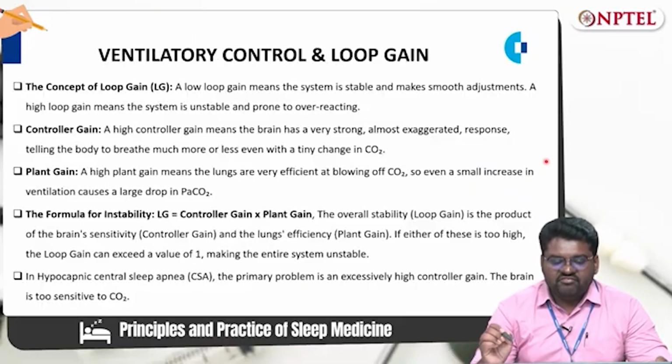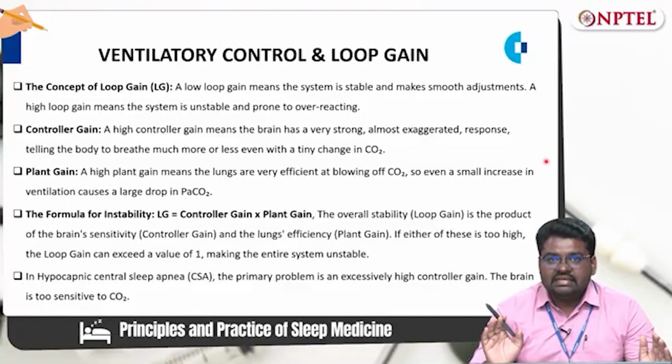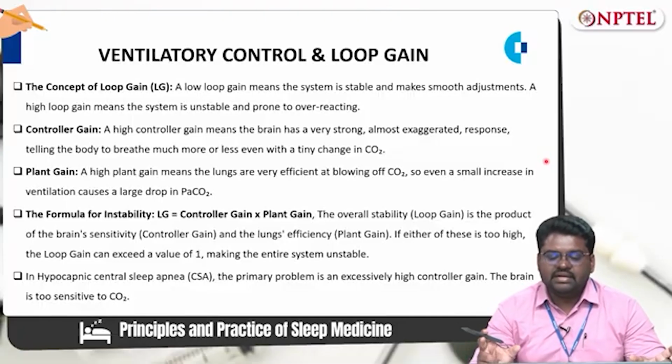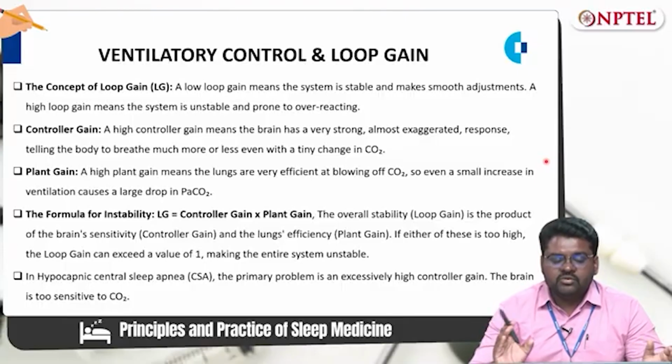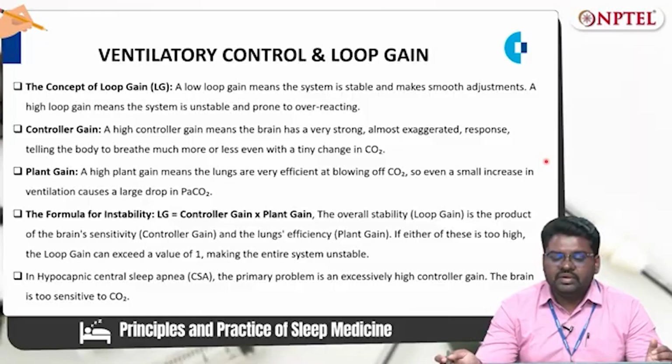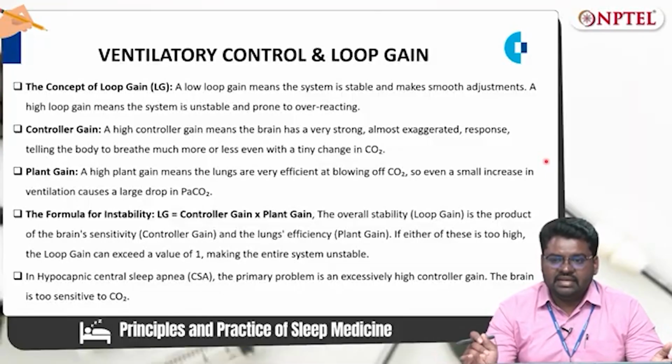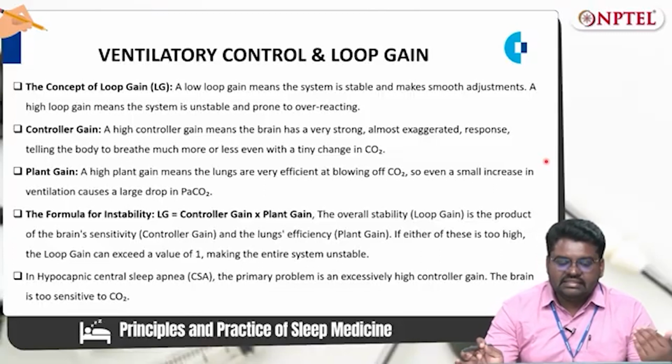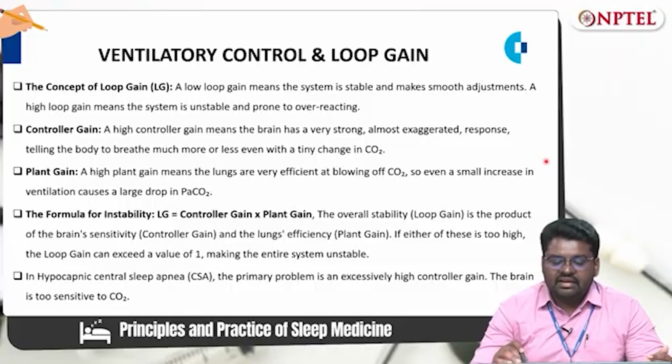Next, the concept will be ventilatory control and loop gain. So, the concept of loop gain is, loop gain means the system is stable and makes a smooth adjustment, like a thermostat present in a refrigerator. So, when the temperature is high, it decreases the AC temperature, and when it is low, it automatically adjusts the temperature inside a refrigerator. The same mechanism our body has, that is what we call loop gain. So, a high loop gain means the system is very unstable and prone to overreacting.